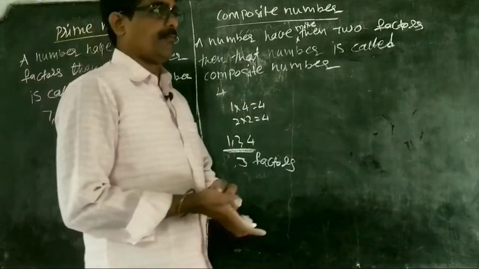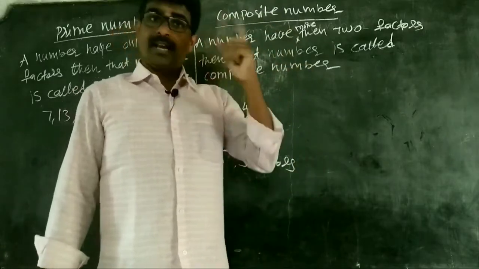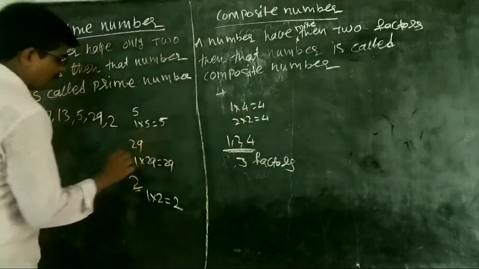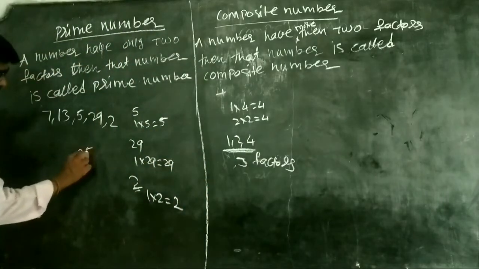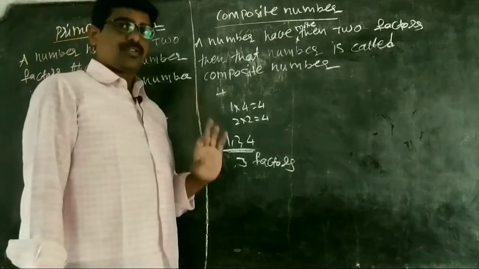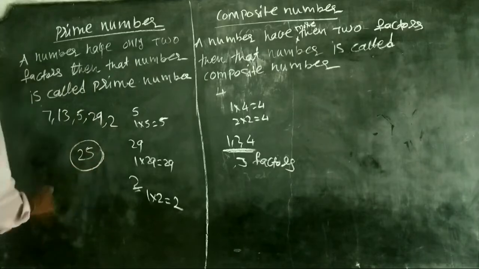So we have to remember one thing: from 1 to 100 we have 25 prime numbers. How many prime numbers? 25. That means first, 2 is a prime number.